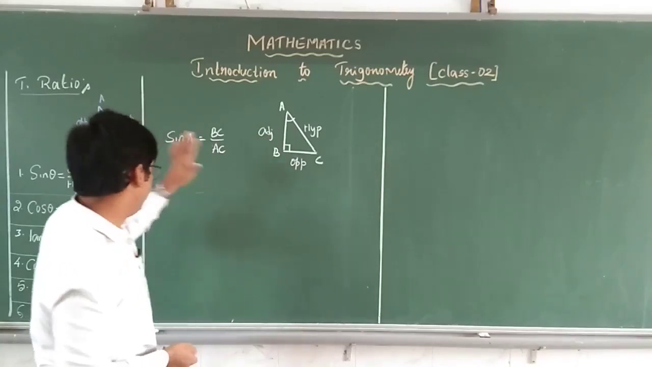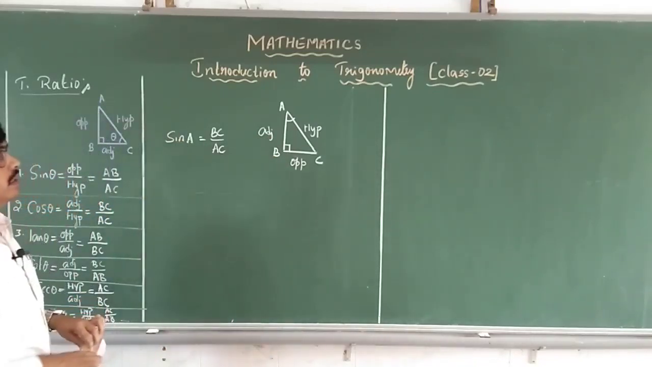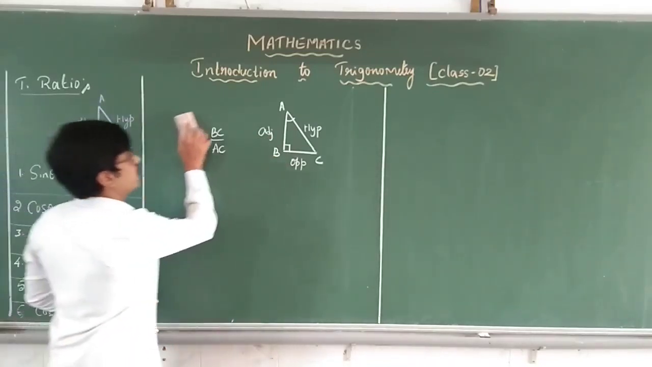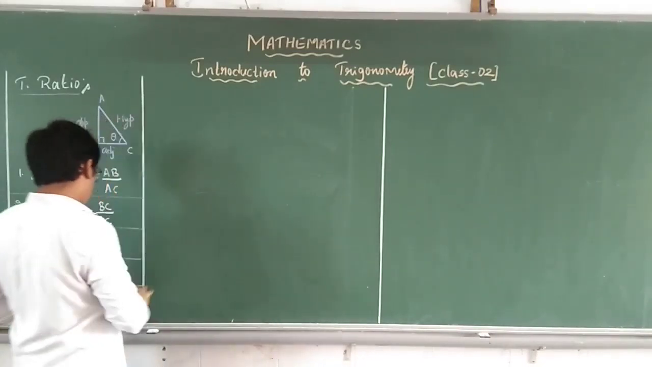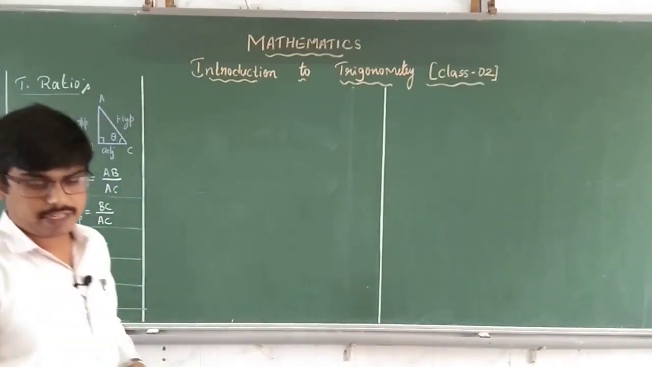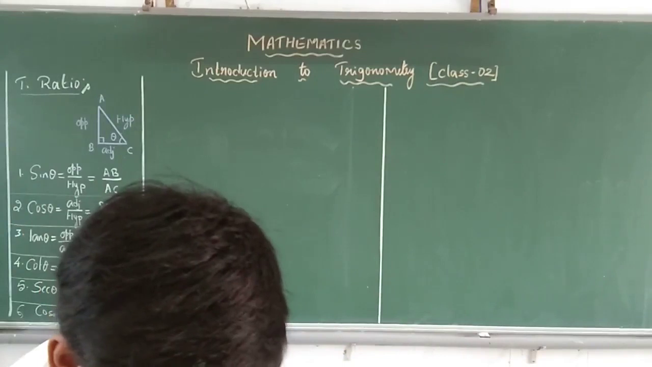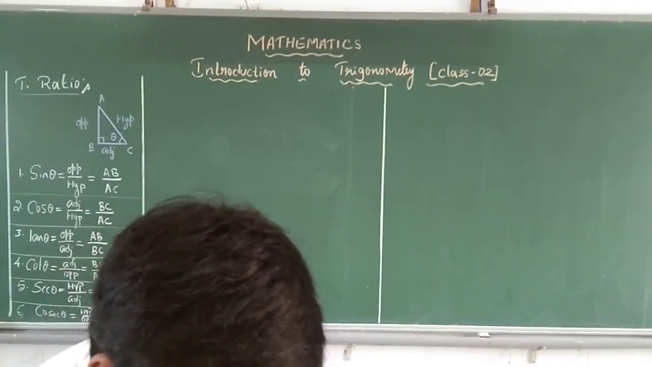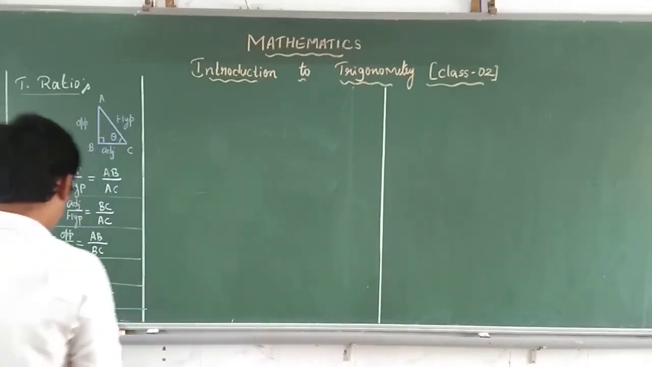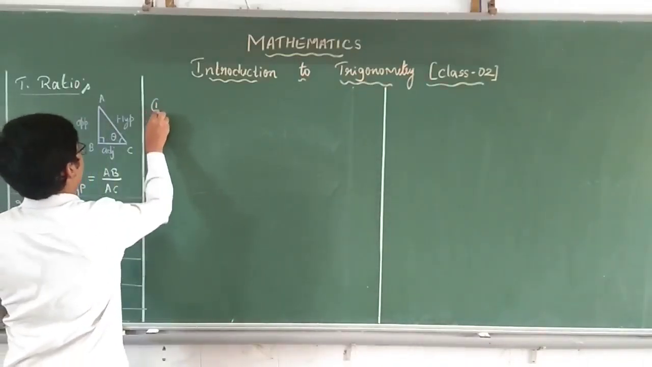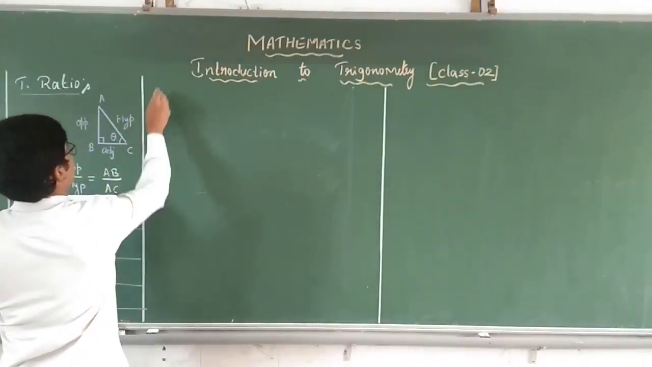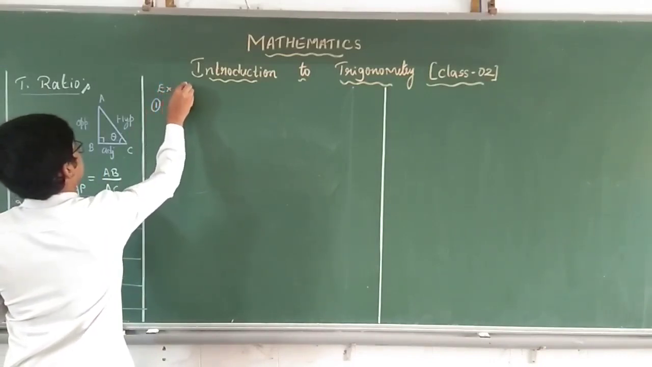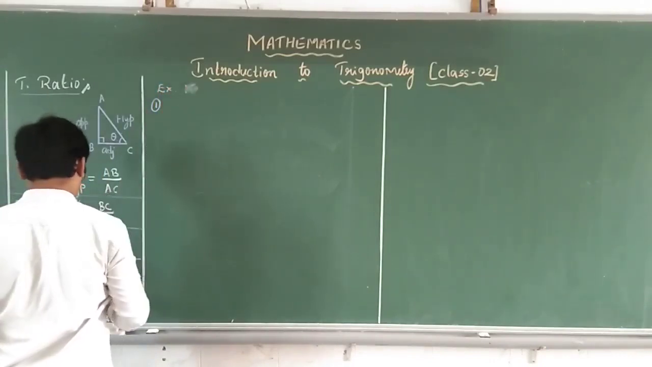Right. So with this idea, let me take the problems on trigonometric ratios. The first problem in our exercise is, in triangle ABC, first problem in exercise 11.1, exercise 11.1.